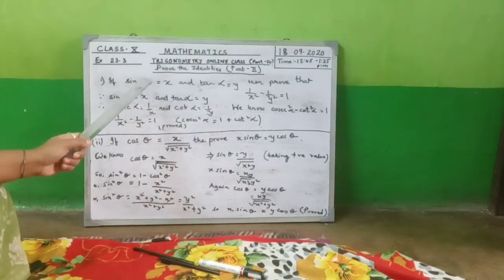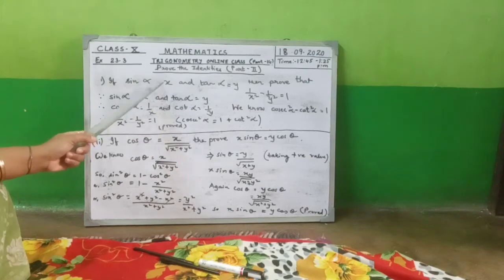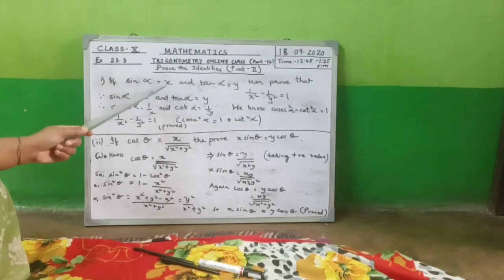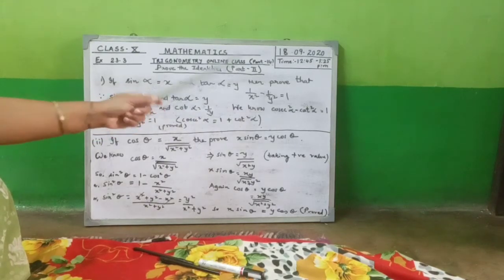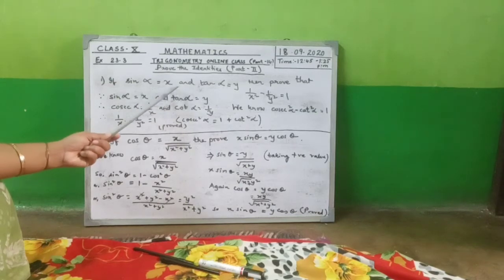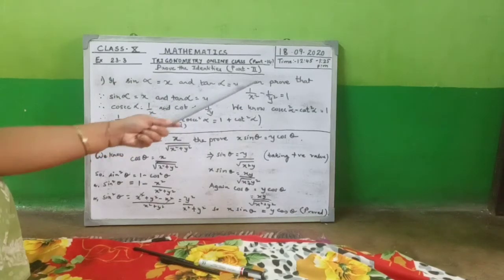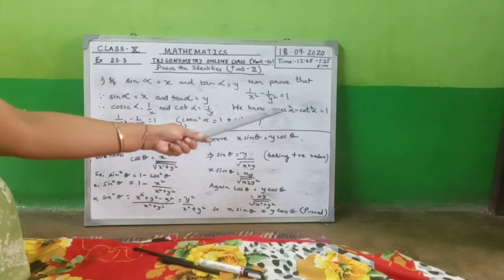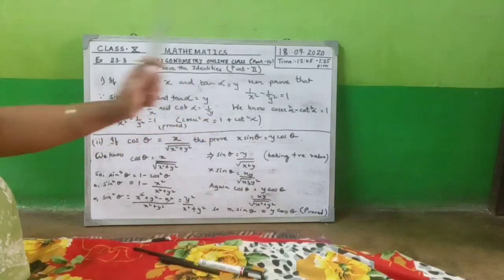If sine alpha, now this sign means alpha. Instead of theta we write alpha. This is a new type of sums, that's why I am explaining to you what this sign means. This sign is alpha. Instead of theta we are writing what? If sine alpha is equal to x and tan alpha is equal to y, then prove 1 plus x square minus 1 by y square is equal to 1.